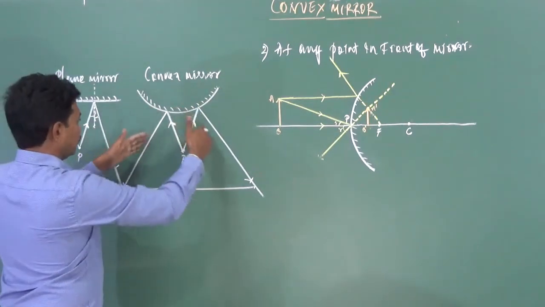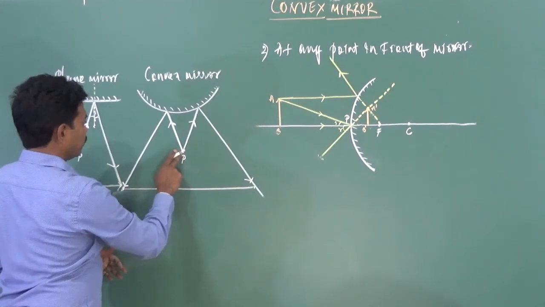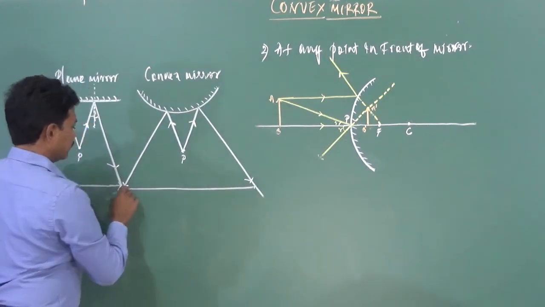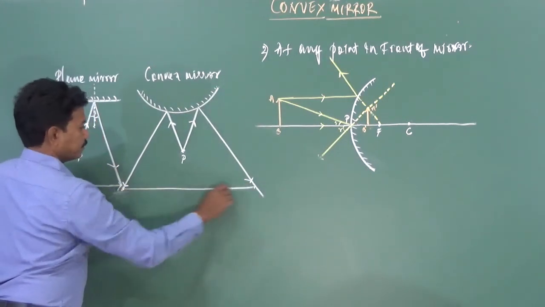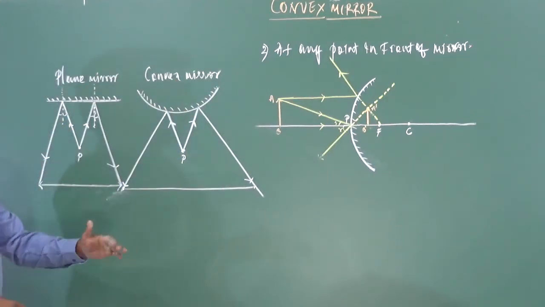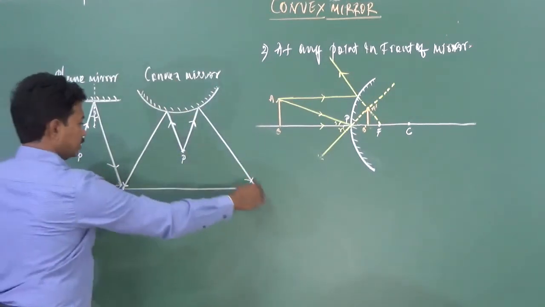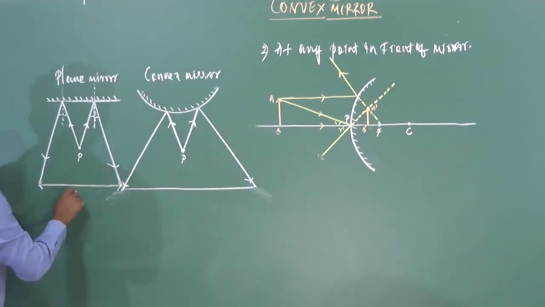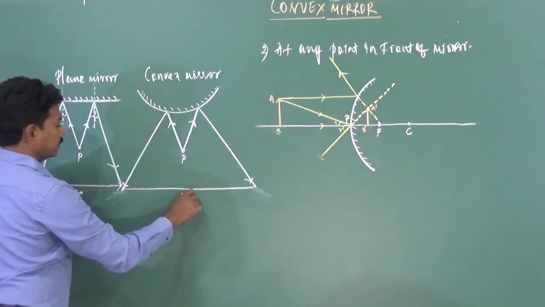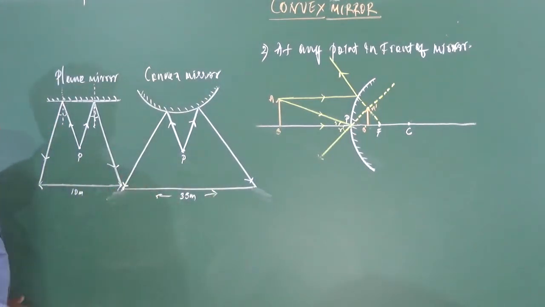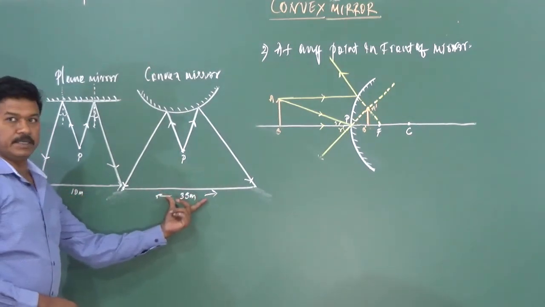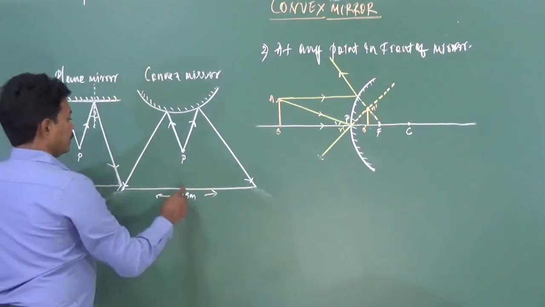In the case of convex mirrors, when the light rays from a point source fall on the mirror, they get reflected and cover a wide range of area. As it is a diverging mirror, it covers a large range of area. For example, if it is some 10 meters here, it will be some 30-35 meters there. It is just an example. So a very small area is covered in one case and a very large area in the other.